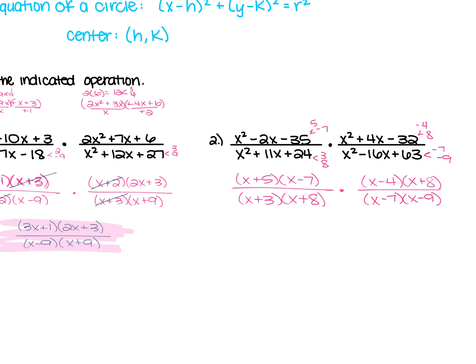From here, simplify. Your x plus 8 is on the top of the second fraction, bottom of the first fraction, so those cancel. You also have an x minus 7 on the top of the first fraction and the bottom of the second fraction, so those cancel. From here, nothing else cancels or simplifies, so multiply straight across. You have x plus 5 times x minus 4 all over x plus 3 times x minus 9.